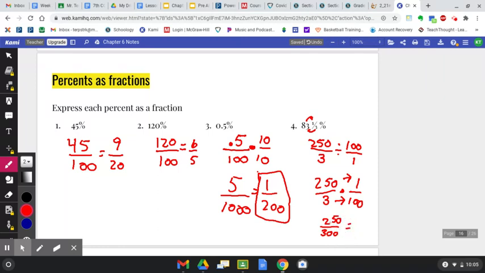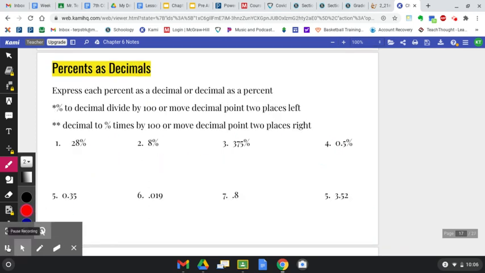Now, I know that 50 goes into both of these. 50 goes into 250 5 times, and it goes into 300 6 times. So 83 and 1/3% can be represented as 5/6 as a fraction. So when we turn a percent into a fraction, we divide it by 100, and then we simplify as necessary.